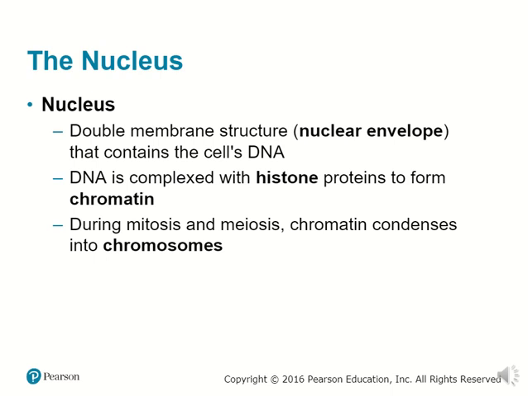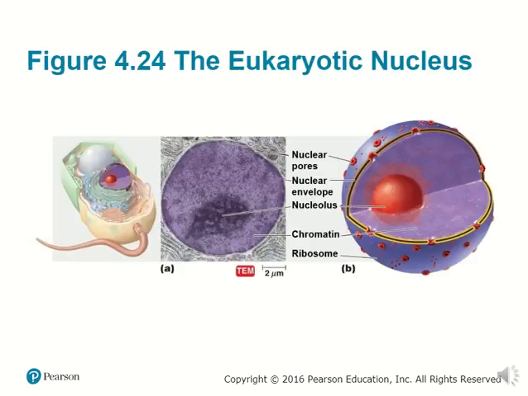The nucleus has a double membrane that acts as a nuclear envelope that contains the cell's DNA. And DNA itself is complexed, or basically wrapped, around histone proteins to form a complex called chromatin. During mitosis, which is regular cell division, and meiosis, which is used in sex cells, the chromatin condenses and forms our characteristic chromosomes, our sectioned off sections of DNA.